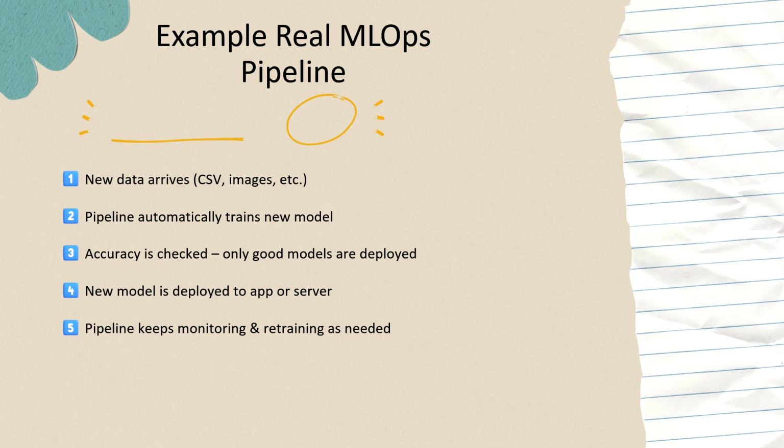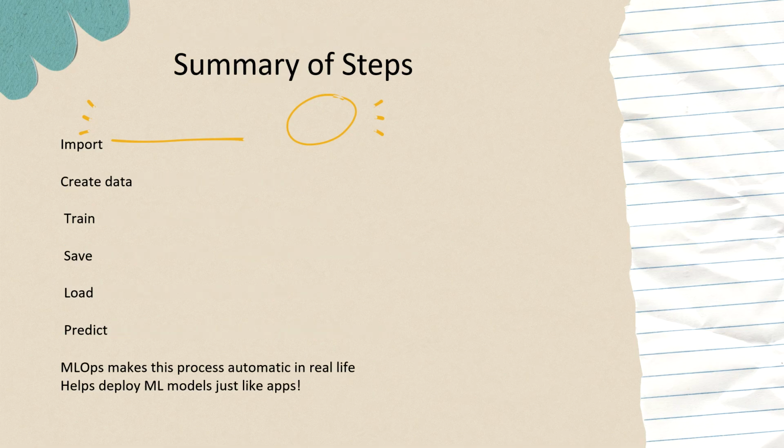What this pipeline does is, when new data arrives, it automatically trains the model, checks the accuracy, deploys to the server, and monitors. The entire package we call a pipeline. So what we did here: we imported all the packages manually, created data manually, trained the model manually, saved it, loaded it, predicted it, everything was manual. In the next video, I'm going to show you how all these six steps can be pipelined, how MLOps will automate things, using the same example. Thank you.